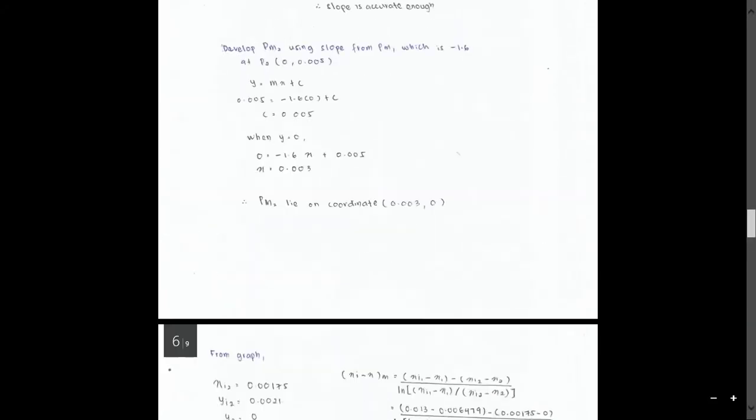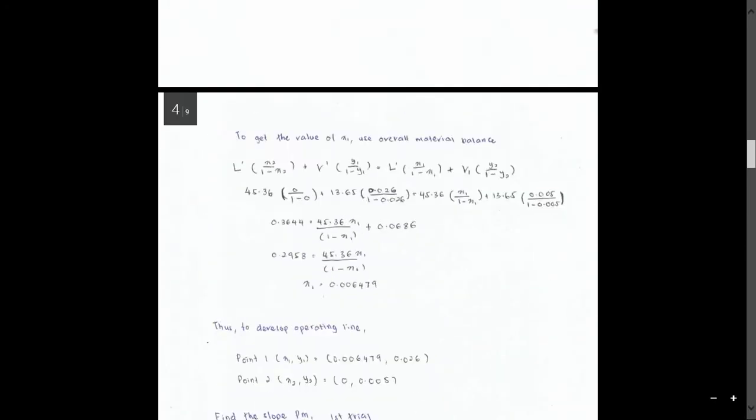To find x1 we need the material balance. So we must substitute all the values which have been given into the material balance and solve for x1. Okay, this is how to calculate the material balance. After that, we got the answer x1 equals 0.006479.